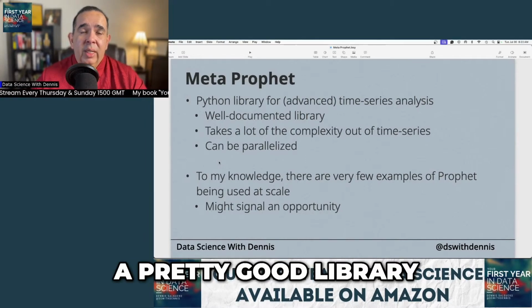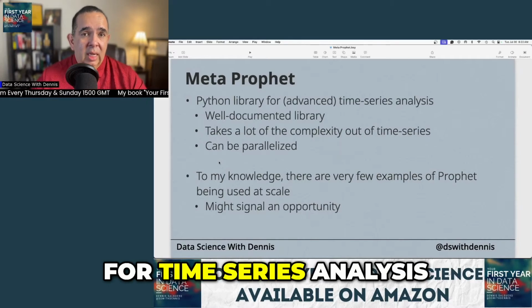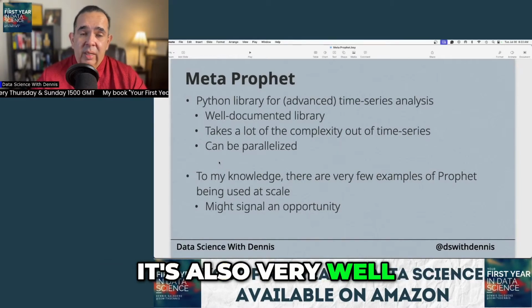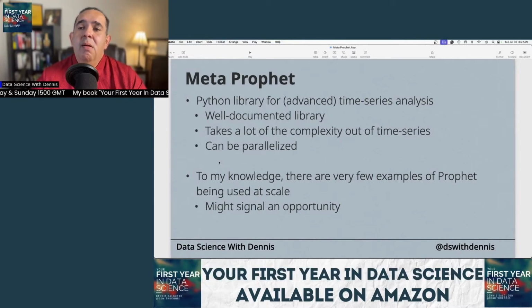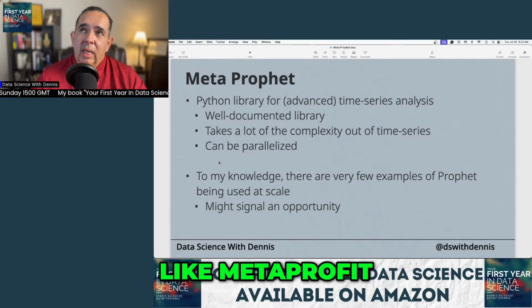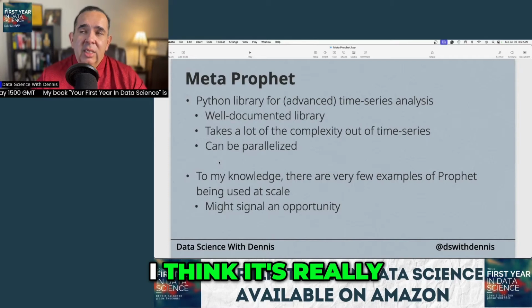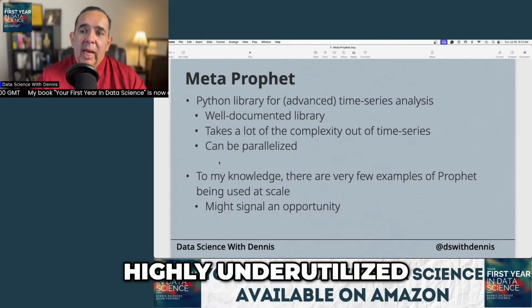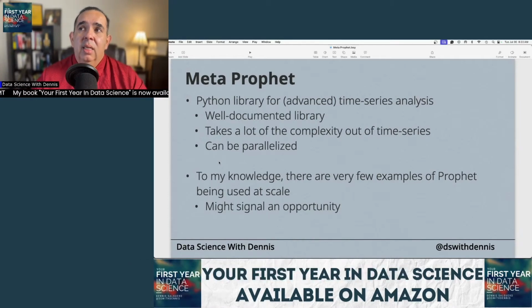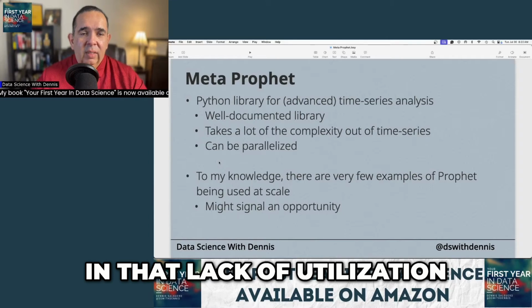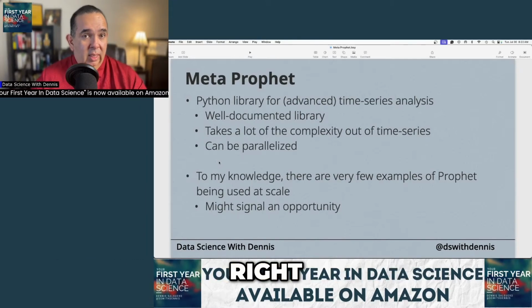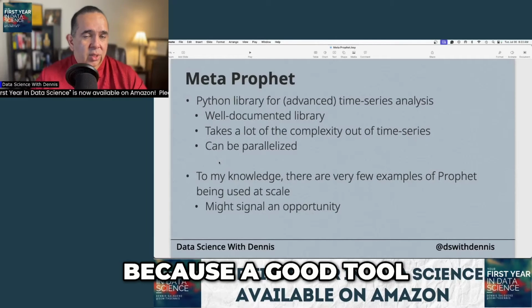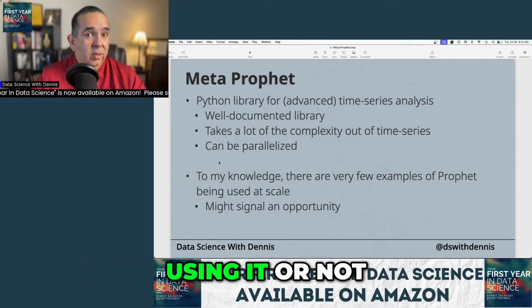And I think it's a pretty good library for time series analysis. And as I mentioned, it's also very well documented, which not every library out there is, right? So that's why I like Meta Prophet. I think it's really highly underutilized. In that lack of utilization, it might also signal an opportunity, right? Because a good tool is still a good tool whether people are using it or not, right?